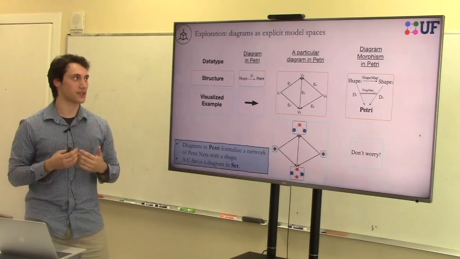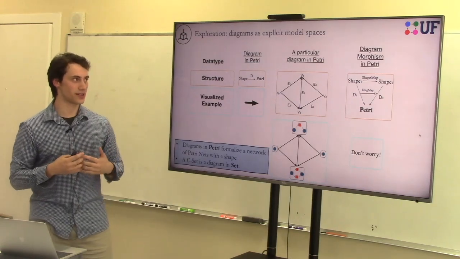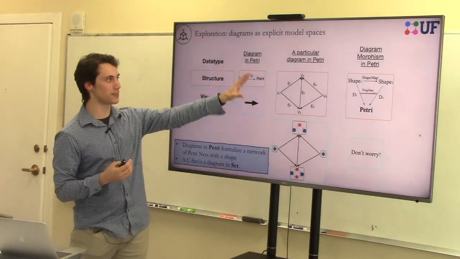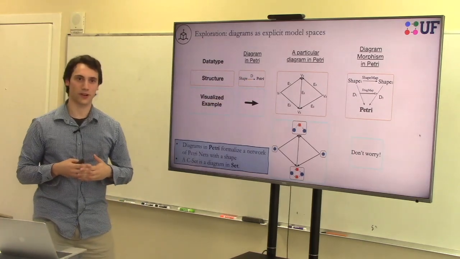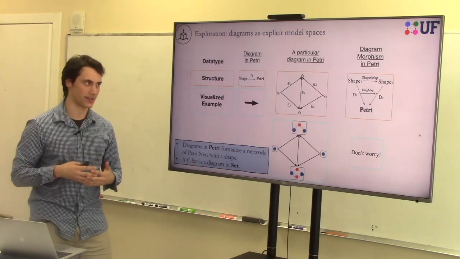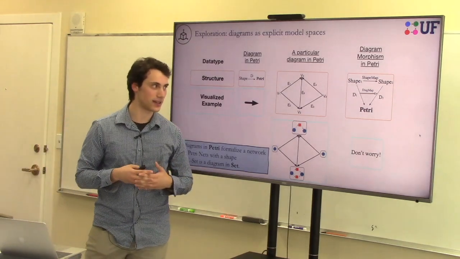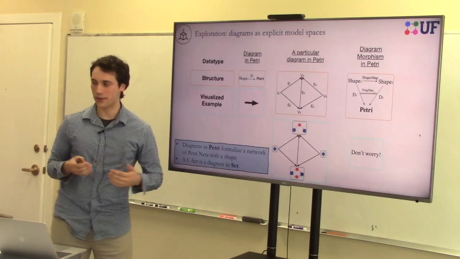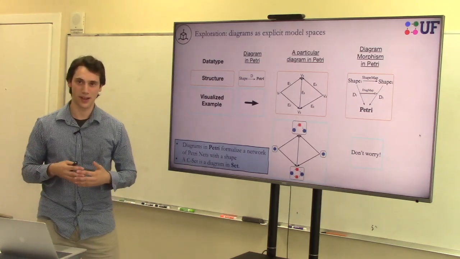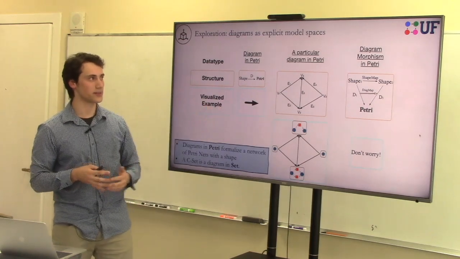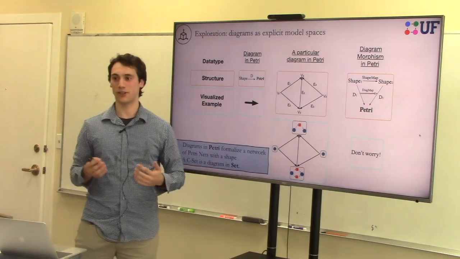And now we can ask, well, what good does this do for us? Like I said, a model space is a diagram in Petri. How do we benefit from making that leap, let's say, and formalizing it that way? And I think the answer is that category theory gives us a lot of ideas for things to do with diagrams. And it turns out very natural things to do with diagrams are things that we already wanted to do with model spaces.